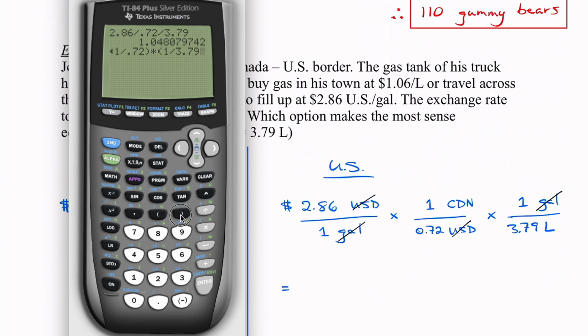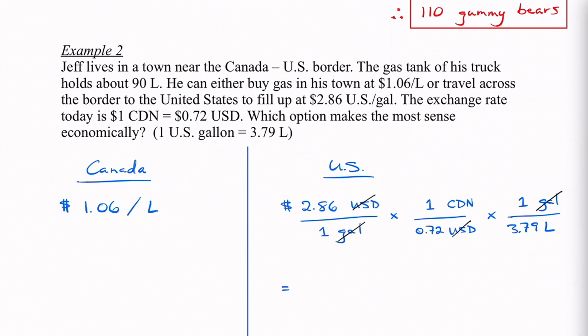So type that in, and then you could click equals, and you can see we get the same thing. So I'm just going to write that number down on our page here now. So that was 1.0480, and then there were some more decimals after that. And the only unit that we had in the top of our fraction that didn't cancel was Canadian dollars. So this is Canadian dollars. And the only thing that we had in the bottom of the fraction that didn't cancel was a liter. So this is per 1 liter.